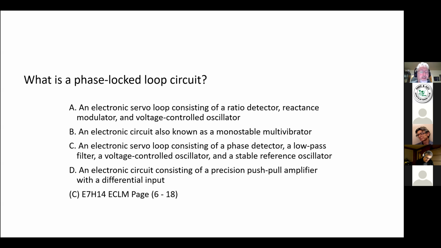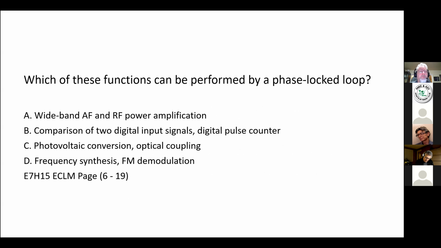Charlie, Charlie is correct. Which of these functions can be performed by a phase lock loop? A, wideband AF and RF power amplification. B, comparison of 2 digital input signals, digital pulse counter. C, photovoltaic conversion, optical coupling. Or D, frequency synthesis and FM demodulation. Delta, the correct answer is delta, frequency synthesis and FM demodulation.